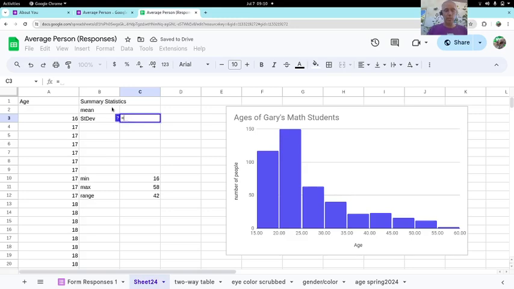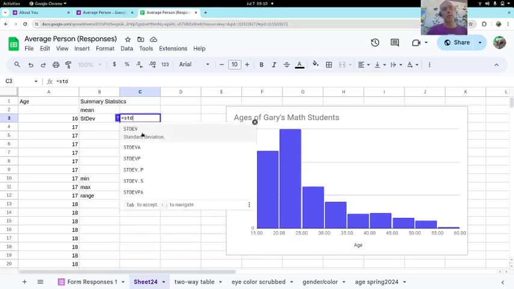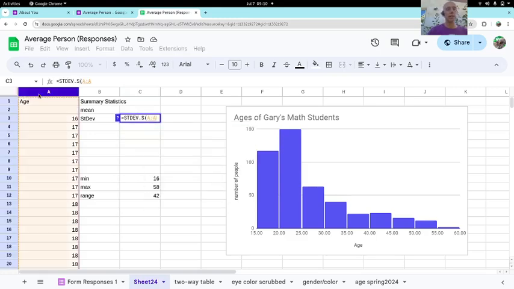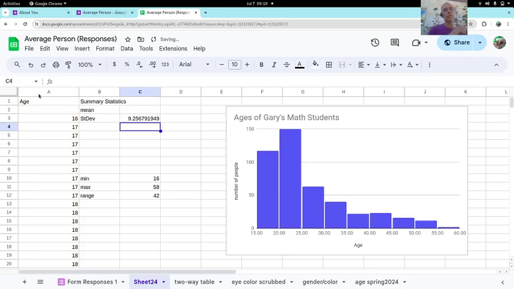So if I just start typing STD, we want the standard deviation of a sample, which is the .S1, and then we select the data, close the parentheses, enter. So standard deviation is a little over 9. I'm going to cut that down to 1 decimal place. Usually we take calculations to 1 more decimal place than the data, and here everybody had whole number ages. So I'm going to say the standard deviation is about 9.3 years.